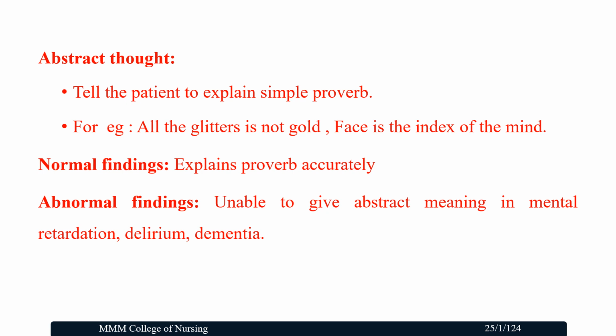Coming to abstract thought. Here, tell the patient to explain a simple proverb, for example, all that glitters is not gold, or face is the index of the mind. Normal findings: the patient explains the proverb accurately. Abnormal findings: unable to give an abstract meaning, seen in mental retardation, delirium, or dementia.